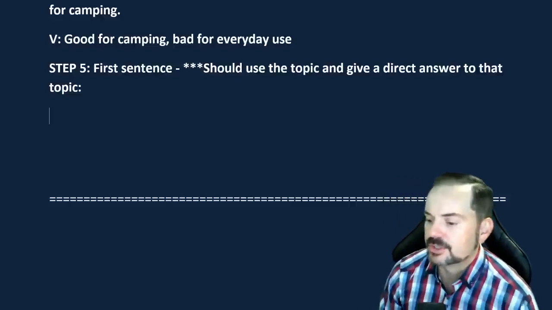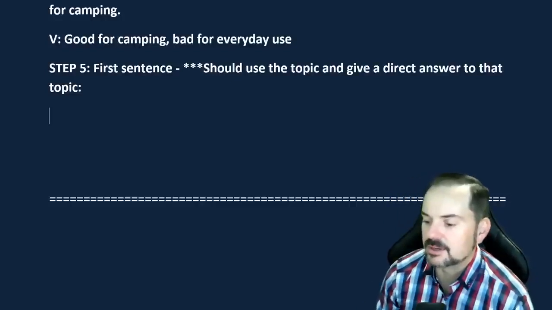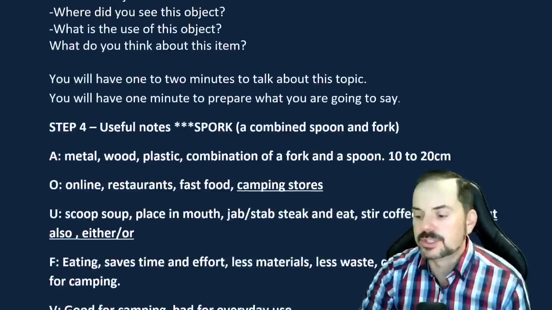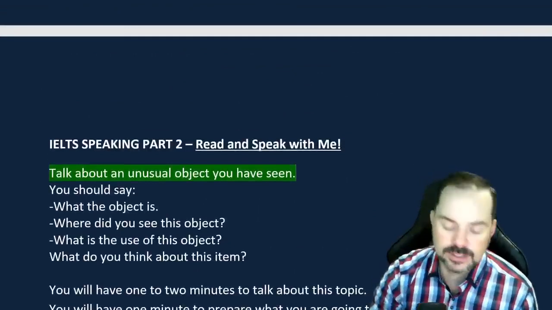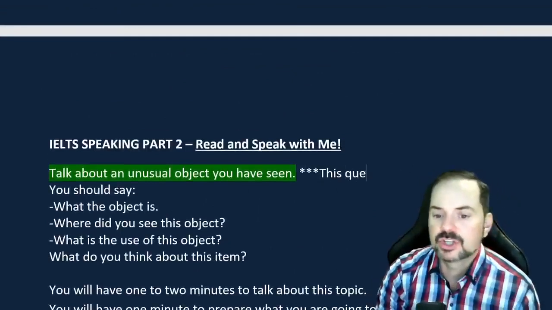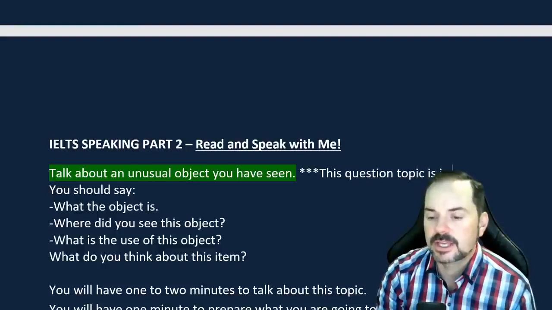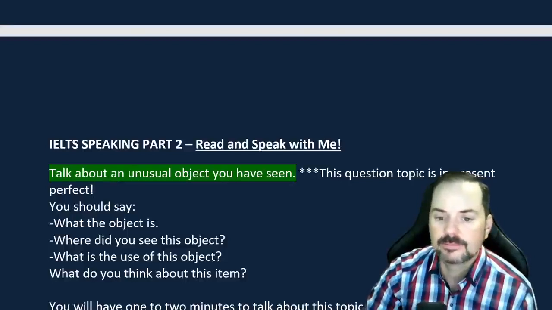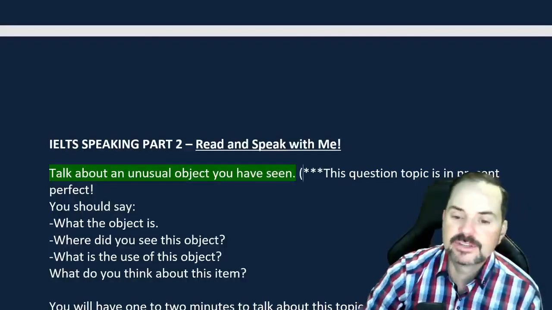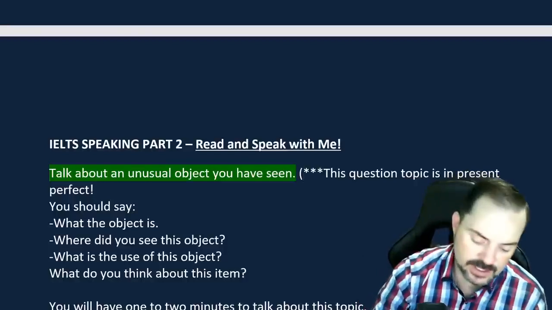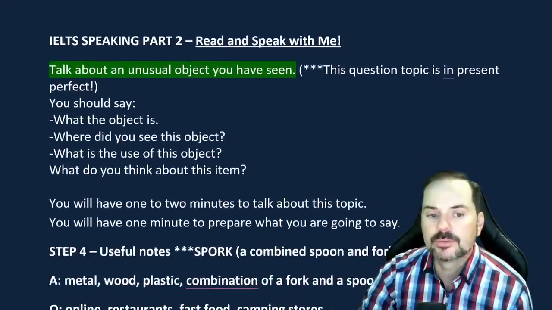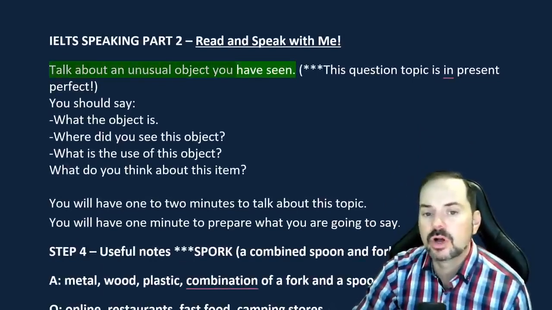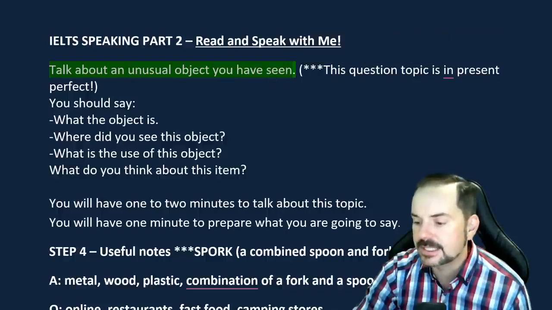Tulsi, too general. So Tulsi says, some unusual things can make our lives easier and more comfortable. Too broad, okay? Now, keep in mind, Tulsi, here's a very important point. This question topic is in present perfect, okay? Because we're emphasizing our experience of the unusual object. So another really important point, Tulsi, is reflect the grammar. So here it says, talk about an unusual object you have seen.